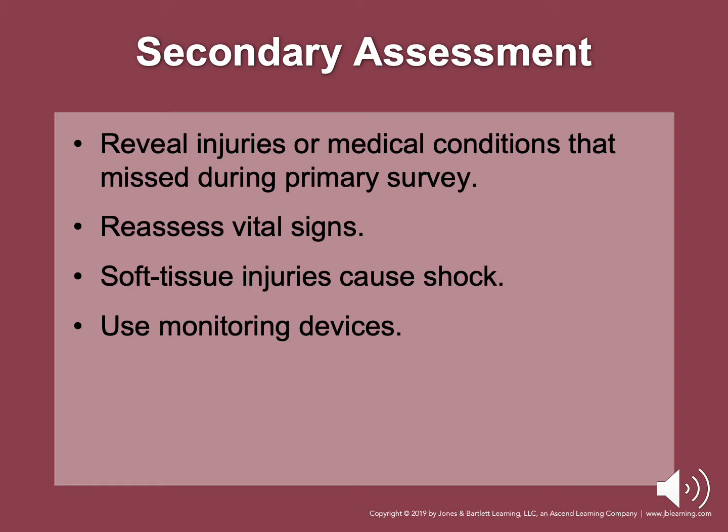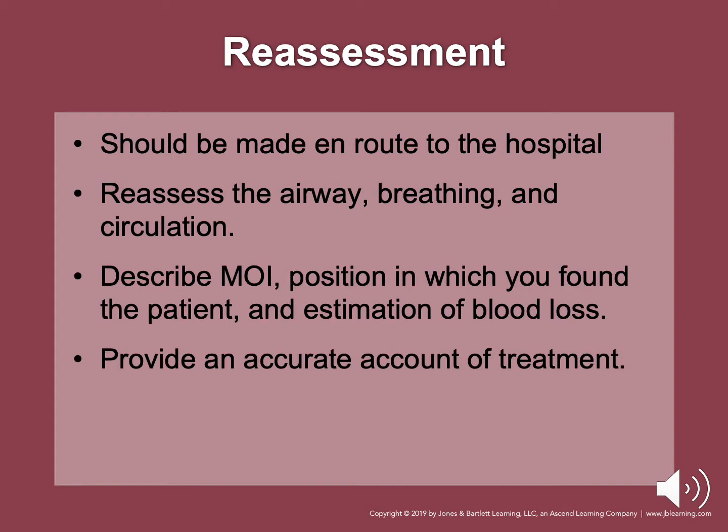And your secondary assessment may reveal injuries or other medical conditions missed during the primary survey. Reassess your patient. These injuries can cause shock, so be using your monitoring devices. All your reassessment should be done en route to the hospital. Reassess your ABCs and all bandaging that you perform. Describe the mechanism of injury, position in which you found the patient, and the estimated blood loss. So provide an accurate account of treatment.